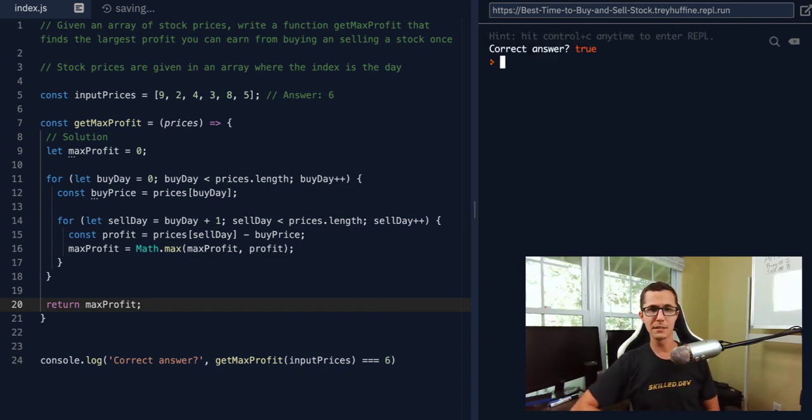See if that runs, and it does. So this is our brute force solution, which we notice is O of N squared, because we have the nested for loops where we iterate through every item for each item.